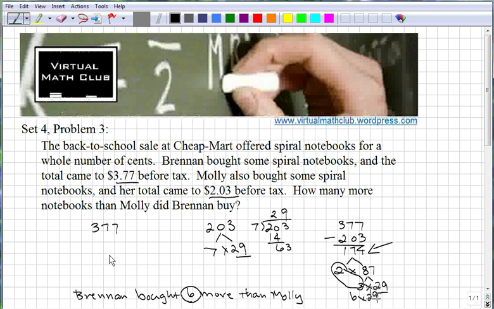This one is 13, and it turns out that 13 times 29 is 377. So again, we found the common factor between these two numbers, and so that has to be the price per notebook. So Brennan bought 13, Molly bought 7, and the difference is 6.